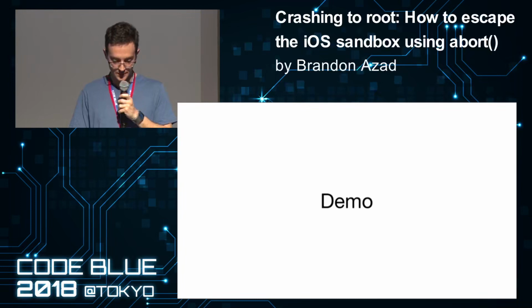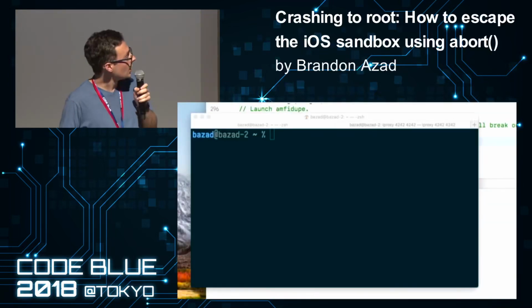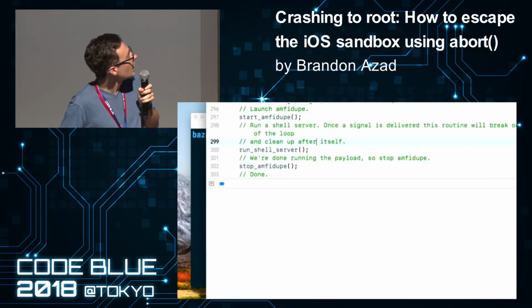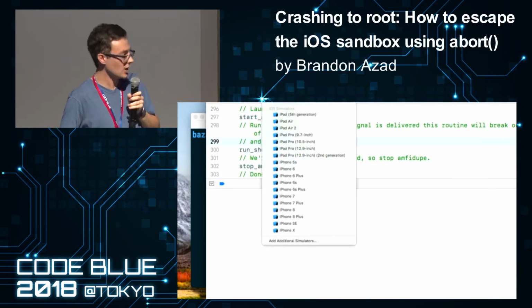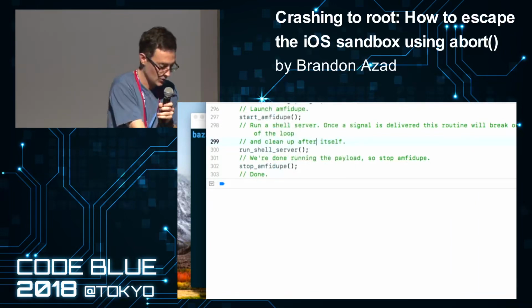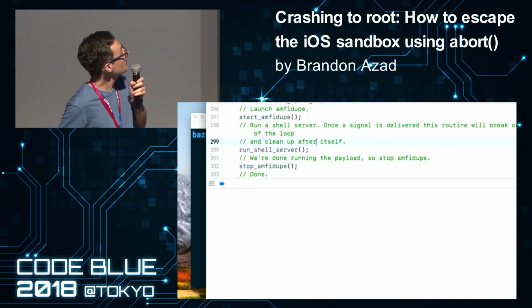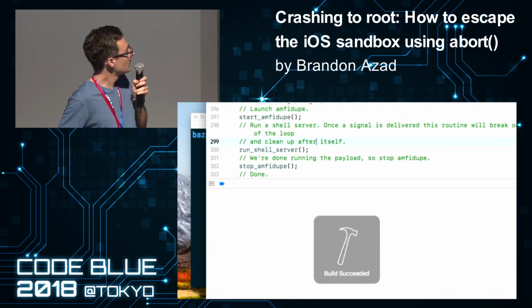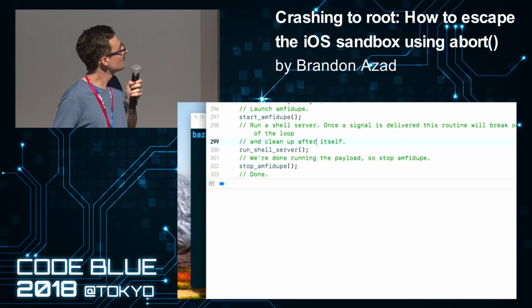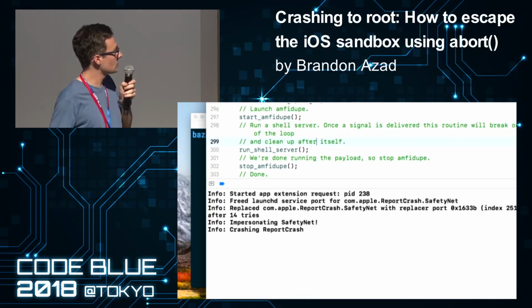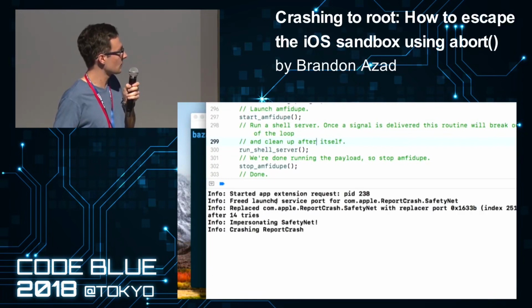So let's see a demo of how this actually works. So here, we have Xcode. I was not able to get the graphical display of the phone screen to show, but this is a live demo, and I'm going to be exploiting this phone right here. And so let's run it. Okay, so we've impersonated SafetyNet, and we're crashing reportcrash now.